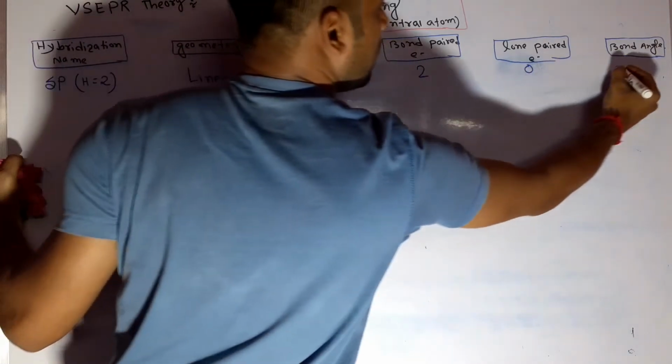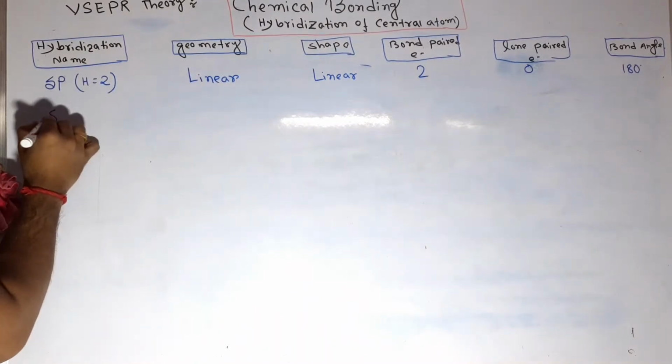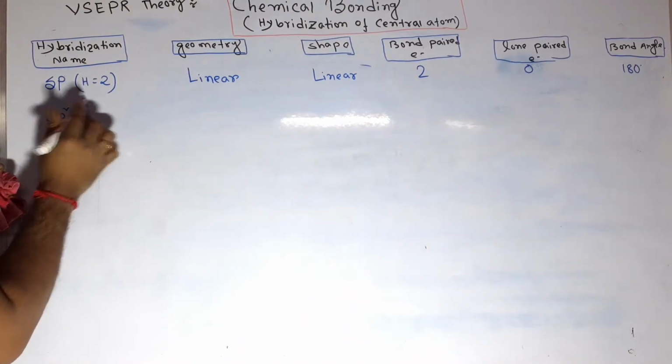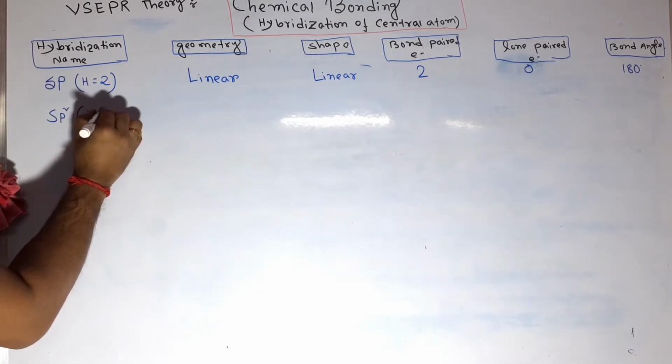What is the bond angle? Linear means 180 degrees. Then the hybridization name sp2: one s and two p means a total of 3 orbitals, so the hybridization number is 3.